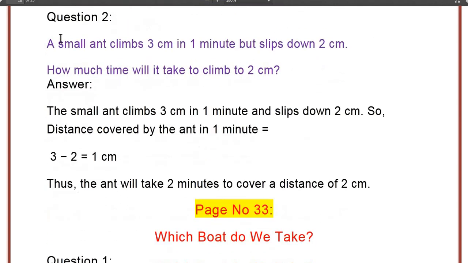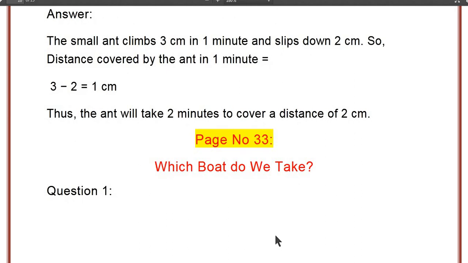Question 2. A small ant climbs 3 cm in 1 minute but slips down 2 cm. How much time will it take to climb 2 cm? Answer. The small ant climbs 3 cm in 1 minute and slips down 2 cm. So distance covered by the ant in 1 minute is 3 climb and 2 slip, so in 1 minute it is 1 cm only. So the ant will take 2 minutes to cover the distance of 2 cm, because in 1 minute 1 cm is covered, so in 2 minutes 2 cm are covered.